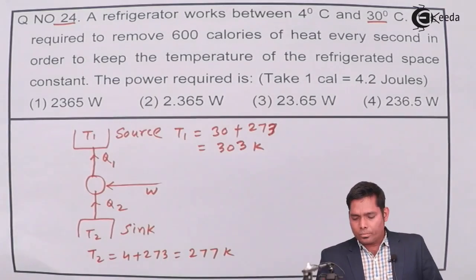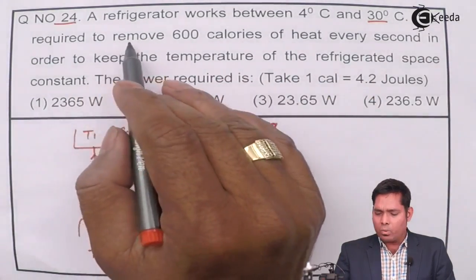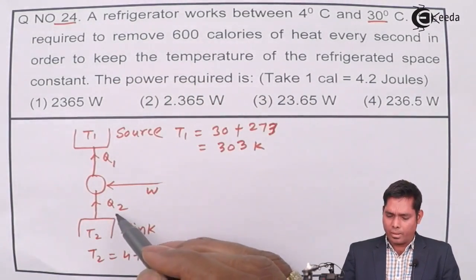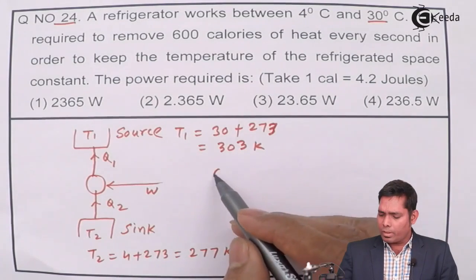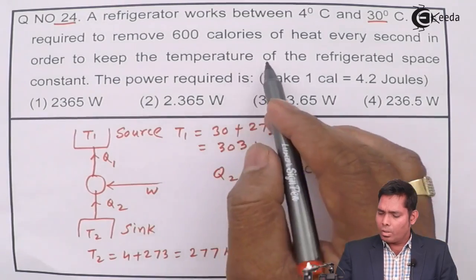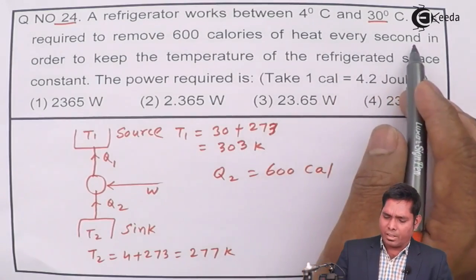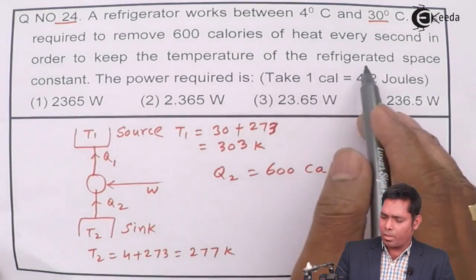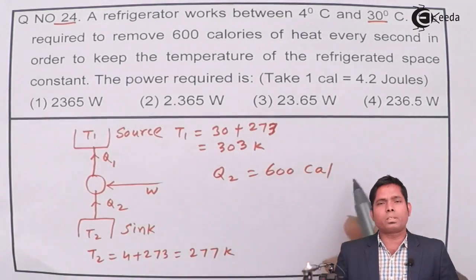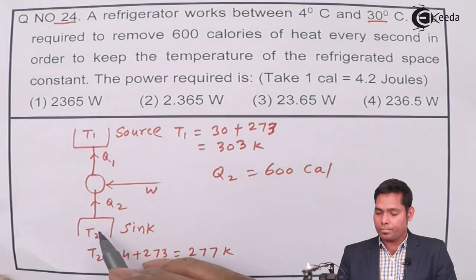Now, these are the temperatures given, and what is asked? It is required to remove 600 calories of heat every second in order to keep the temperature of the refrigerated space constant. So Q2 is 600 calorie. So every second you have to remove this much heat so that the cabinet temperature stays constant.